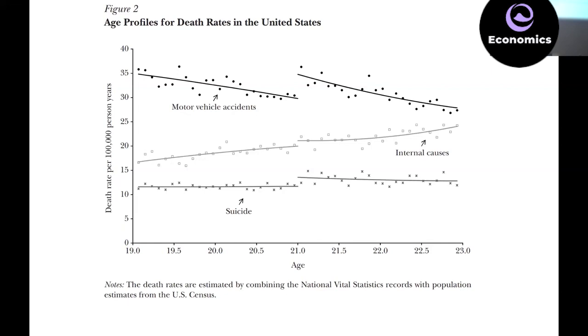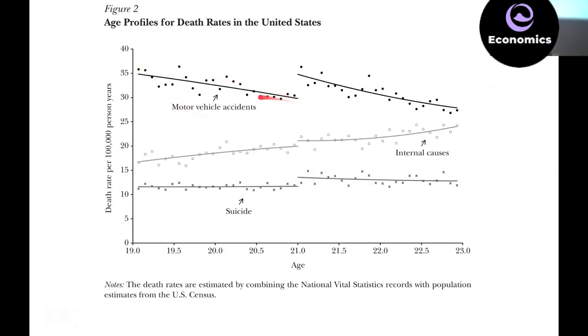100,000 persons per year, and look at people at different ages. So each dot says, okay, this is people 19 years old, and this is 19.1 years old. What is the mortality rate due to different reasons? And here it is due to motor vehicle accidents. So it's 35-ish per 100,000 persons per year.